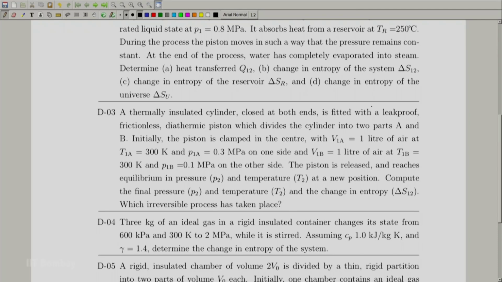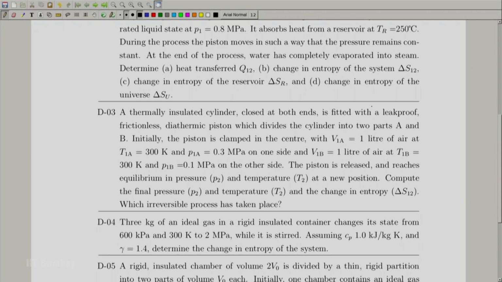The piston is released. Now when the piston is released, it will try to move towards the low pressure side. So side A will increase its volume, side B will decrease its volume, and after some time, when equilibrium is again established, it's a leak-proof frictionless piston, so pressure would be the same on either side. It's a diathermic piston, so temperature would be the same on either side. And let's compute now the final pressure and the final temperature, and also the change in entropy.